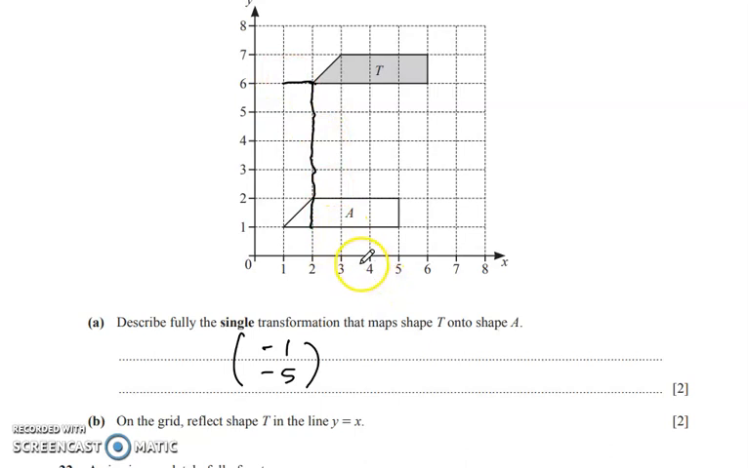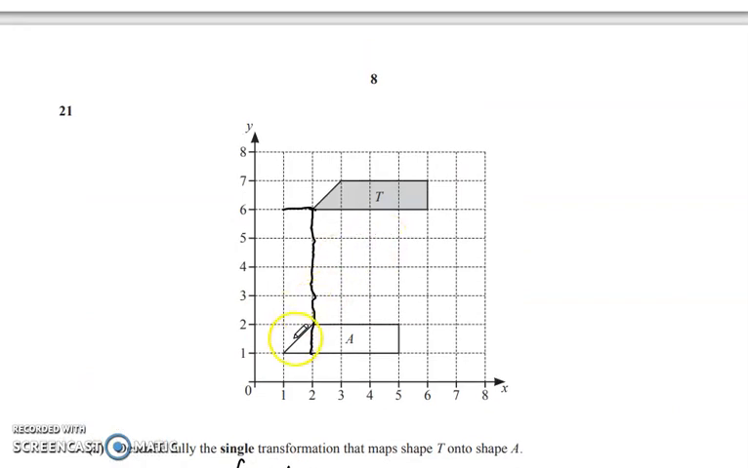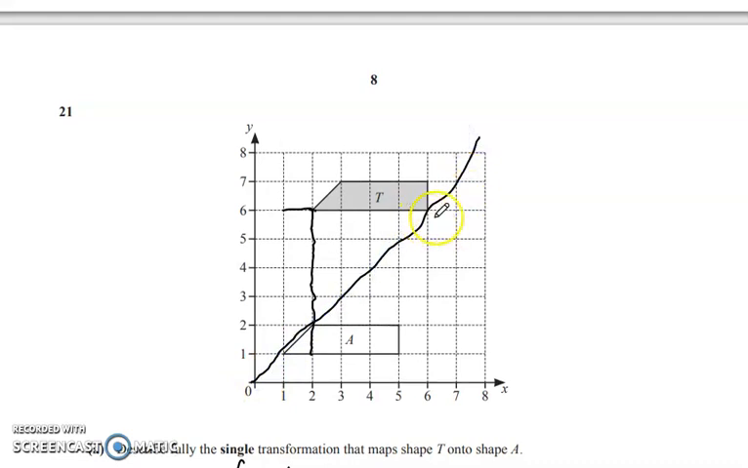Okay. Now on the grid, reflect the shape T in the line y equals x. So y equals x is a line. Let me try to draw a straight line like this. I have to draw this. So what I will do, I will write first this one. Consider this is A, B, C and D. A is, if you see, 6 comma 6. B is 6 comma 7. C is 3 comma 7 and D is 2 comma 6.